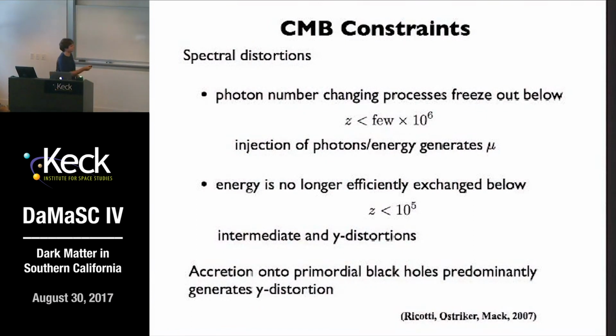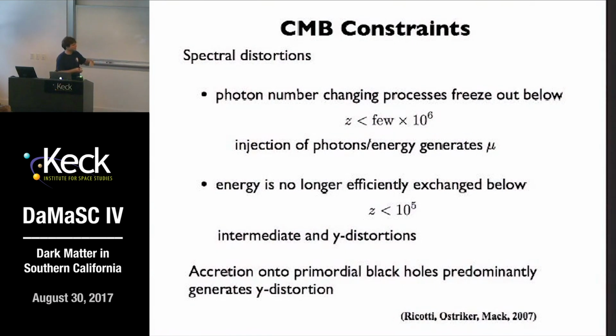It's relatively easy to estimate these things with some back-of-the-envelope estimates, if anyone is interested. And so if you inject energy or photons at a time later than this, you generate mu distortions. If you go to even later times, eventually energy is no longer efficiently exchanged, just because the typical energy in a photon is of order the temperature. If you scatter, the change in the momentum of the electron is also of the same order of magnitude, of order the temperature, but the change in the kinetic energy is of order p squared over 2m, so it's kT over m times T.